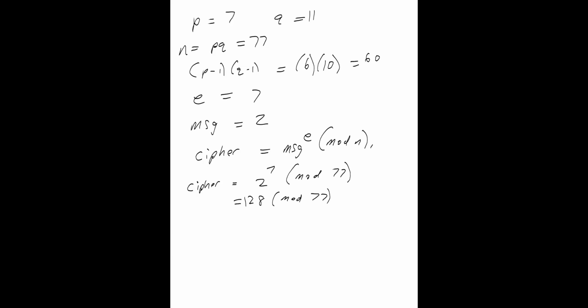So what's the remainder of 128 after you divide by 77? Basically just subtract 77 from 128, and what's left? 51. 51, perfect. So the answer is the cipher. The cipher, or the encrypted message, is the number 51, like area 51. So the encrypted message is like area 51. Now, how do we decrypt it?